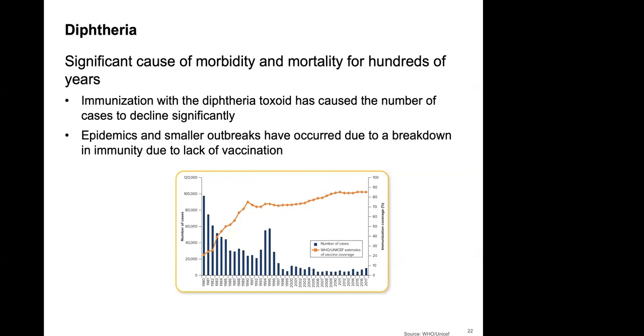Epidemics and smaller outbreaks have occurred due to the breakdown of immunity due to lack of vaccination. The vaccination for this is the DTaP vaccine, which is the diphtheria, tetanus, and pertussis vaccines. We'll talk about pertussis also today. We talked about tetanus with infections of the skin.